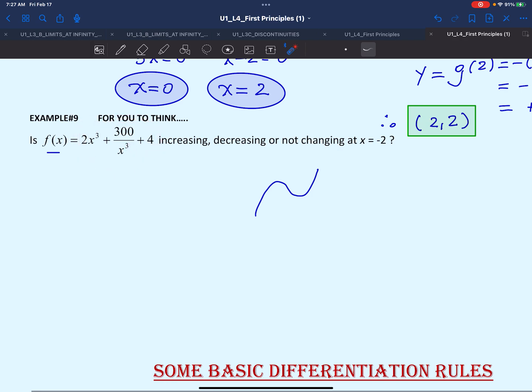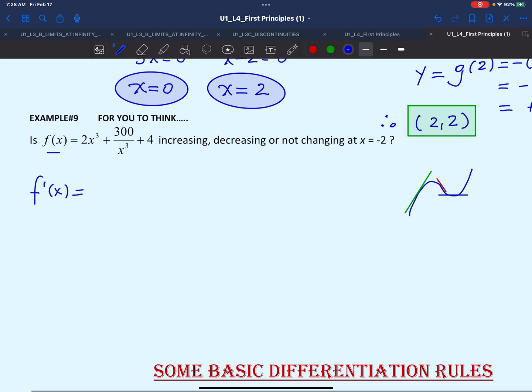So we said that if the slope of the tangent is positive, it means that the function is increasing at a point. If the slope of the tangent is negative, it means the function is decreasing. And if the slope of the tangent is constantly 0, it means that the function is not changing at that point. So the 3 scenarios are the following: positive slope, negative slope, and 0 slope, which means increasing function, decreasing function, and not changing. So if we want to determine what happens at x equals negative 2, it is enough that we find the slope of the tangent at x equals negative 2, or should we say the derivative of the function at x equals negative 2? So let's get started by finding the derivative f prime x.